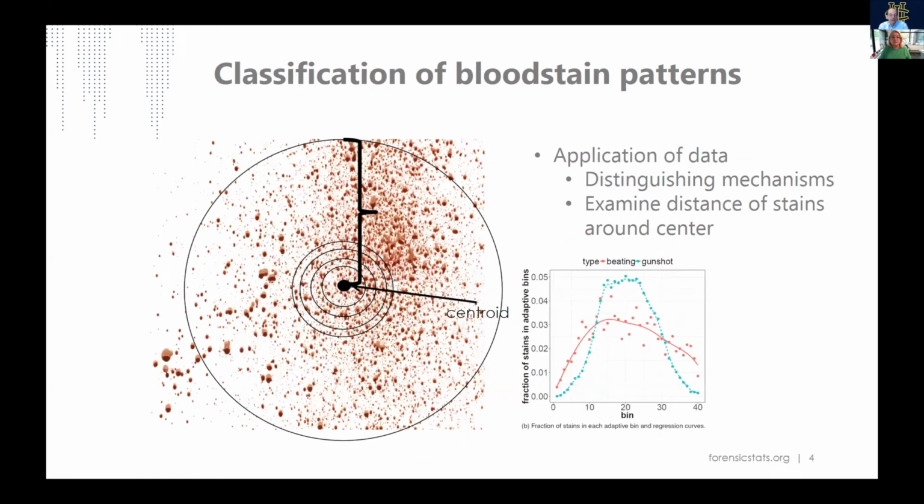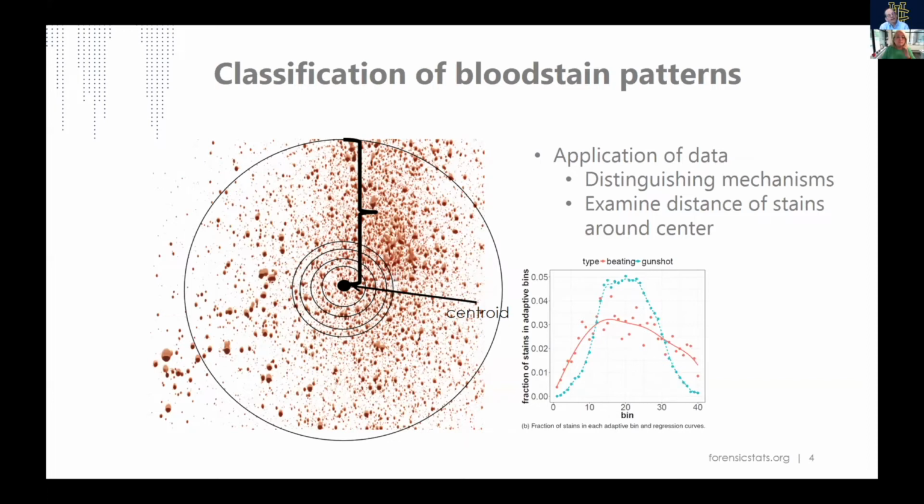One of the uses and one of the publications that uses those data is an attempt to classify the bloodstain by identifying features that may distinguish different mechanisms. And so this is just one example, and I'll say more about where we're heading in CSAFE 2.0.